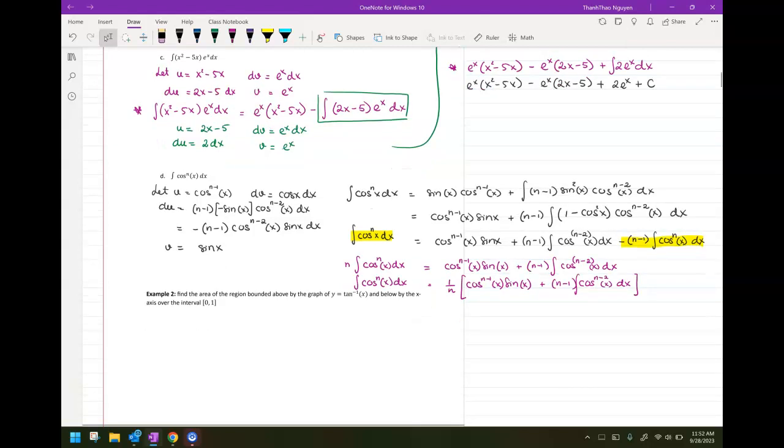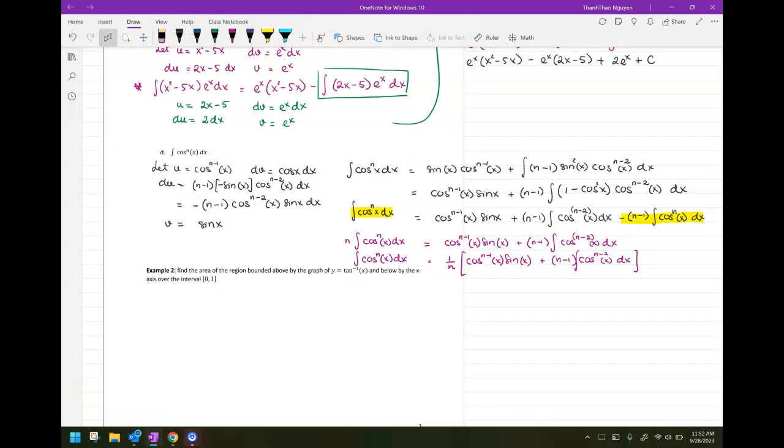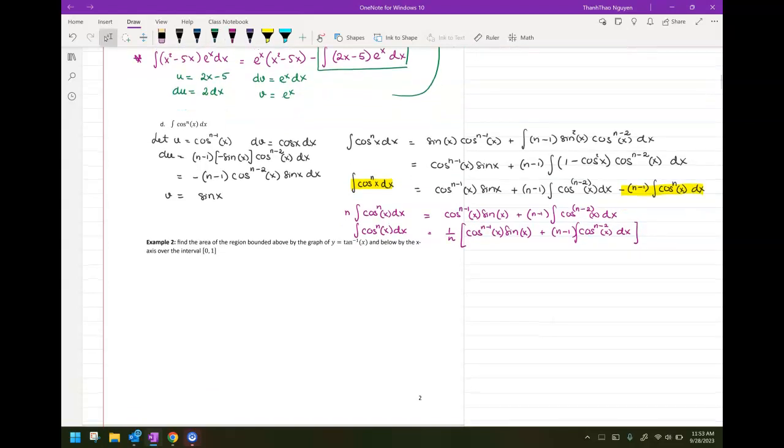So let's go ahead and see how we apply this to a word problem. We want to find the area of the region bounded above by the graph of y equals tangent inverse of x, below by the x-axis over the interval 0, 1. Which means we want to take the integral from 0 to 1 of tangent inverse of x dx.